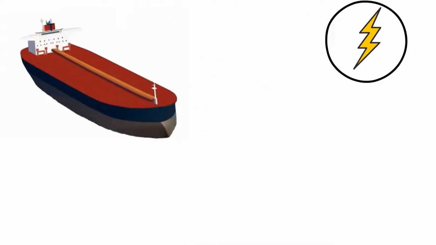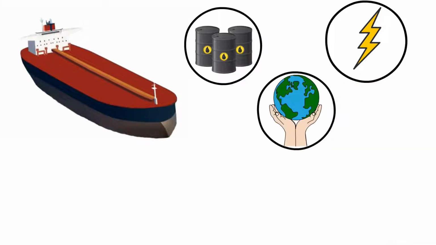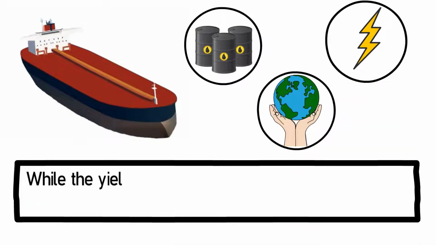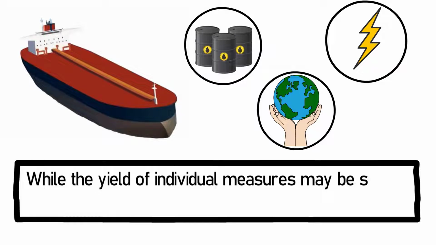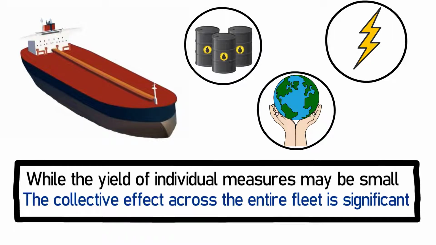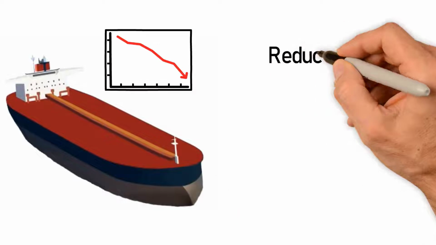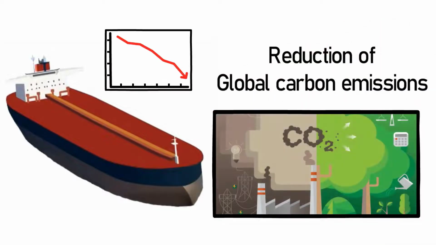Improvements in energy efficiencies on individual ships can reduce fuel consumption, save natural resources, and decrease environmental impact. While the yield of individual measures may be small, the collective effect across the entire fleet is significant. The operational efficiencies delivered by many ship operators significantly contribute to reducing global carbon emissions.